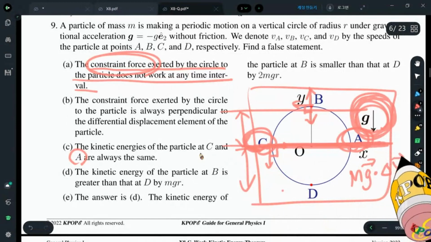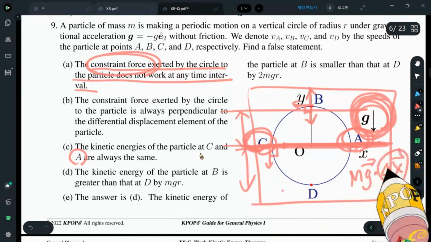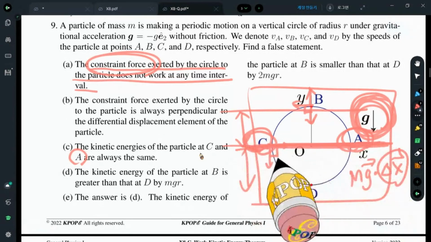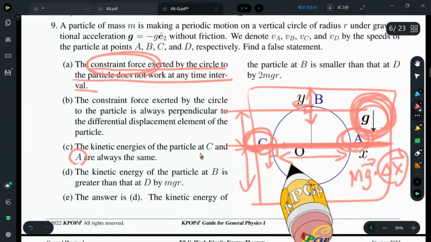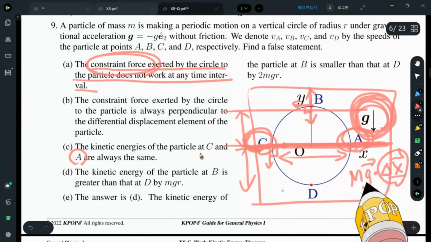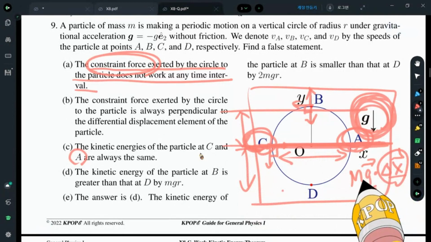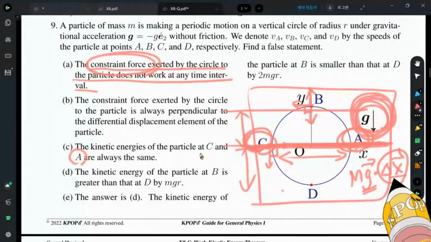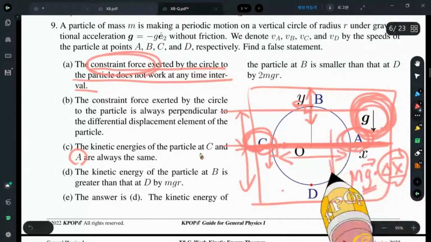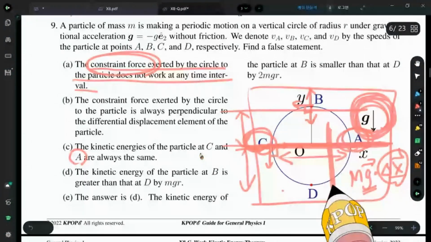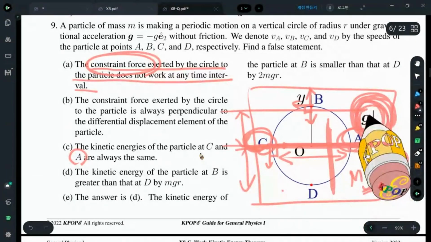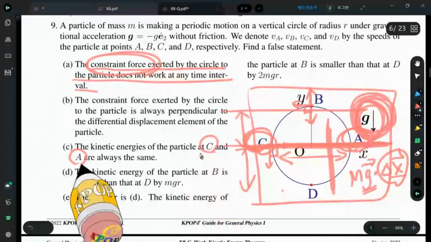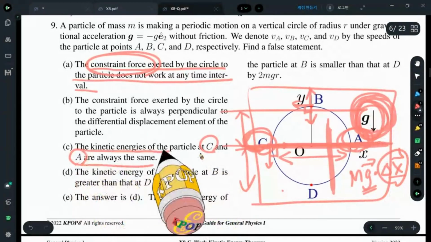times some displacement, and there is no displacement. Sure, there is a horizontal displacement, but that horizontal displacement is perpendicular to the gravitational force. The only contribution of the displacement is from the component parallel to the gravitational force. So A and C always have the same kinetic energy.